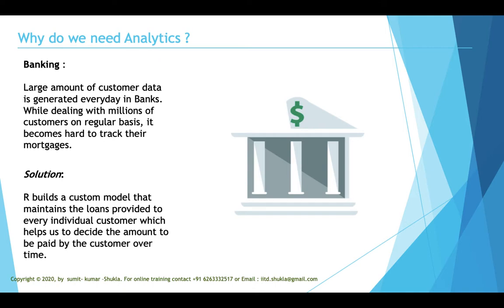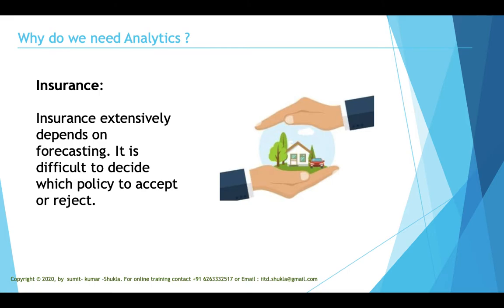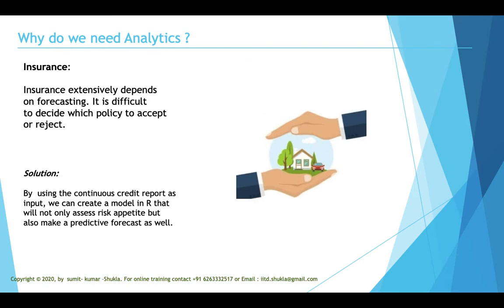That's it. Another problem is for insurance policy, right? Insurance extensively depends on forecasting. We have various factors there. It is difficult to decide which policy to accept or reject. There we need to analyze which factors are more important and whether it is useful for me, and we do a small bit of analysis there. By using the continuous credit report as input, we can create a model in R that will not only assess risk appetite, but also predict a forecast as well.